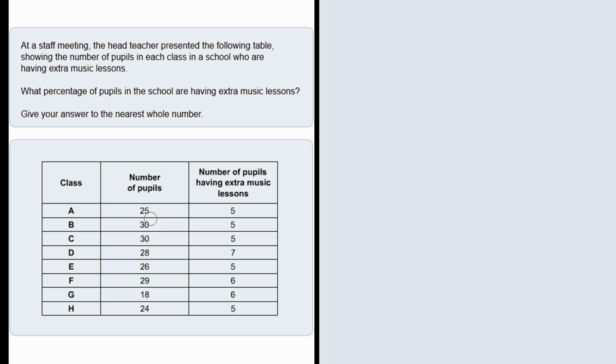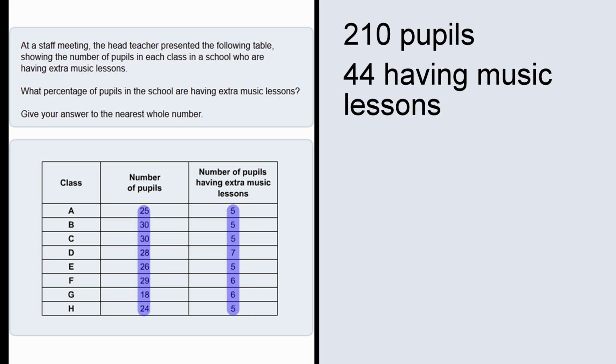And so when we do that, we get 25 plus 30 plus 30 plus 28 plus 26 plus 29 plus 18 plus 24, and that gives us 210, so there are 210 pupils. Now we're going to total up the other column to find out the total number of pupils who had extra music lessons. And when we do that, we get 5 plus 5 plus 5 plus 7 plus 5 plus 6 plus 6 plus 5, and that equals 44. And so the proportion is 44 out of 210.